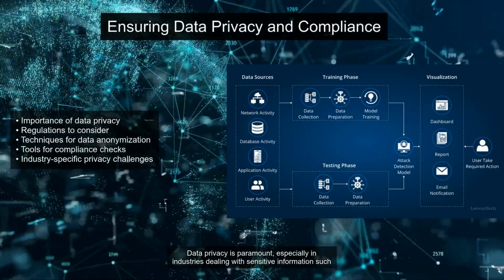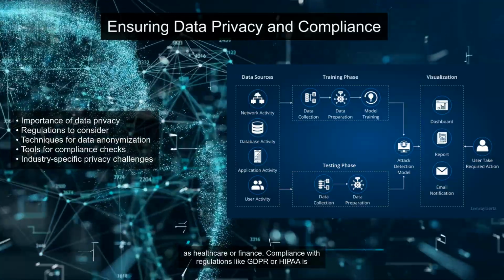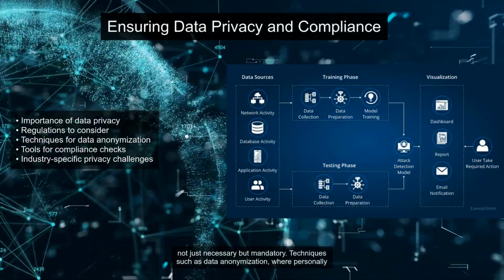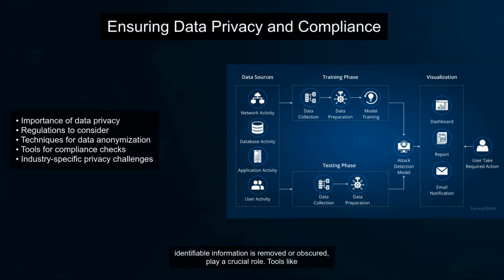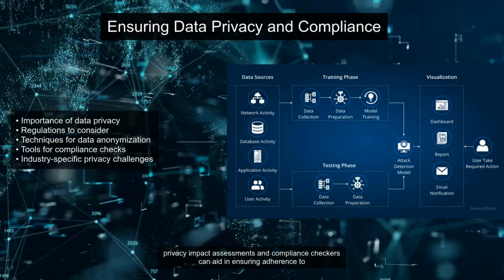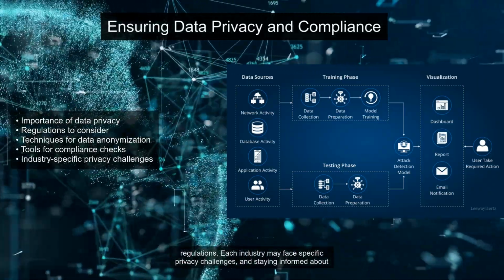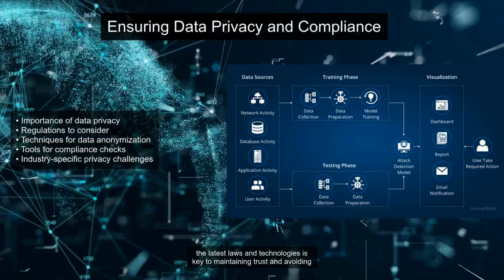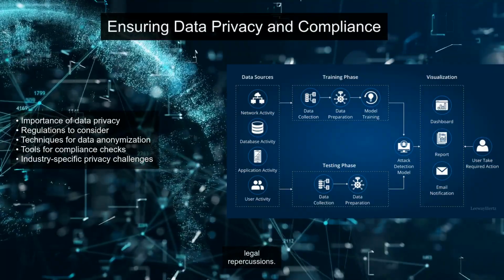Data privacy is paramount, especially in industries dealing with sensitive information such as healthcare or finance. Compliance with regulations like GDPR or HIPAA is not just necessary but mandatory. Techniques such as data anonymization, where personally identifiable information is removed or obscured, play a crucial role. Tools like privacy impact assessments and compliance checkers can aid in ensuring adherence to regulations. Each industry may face specific privacy challenges, and staying informed about the latest laws and technologies is key to maintaining trust and avoiding legal repercussions.